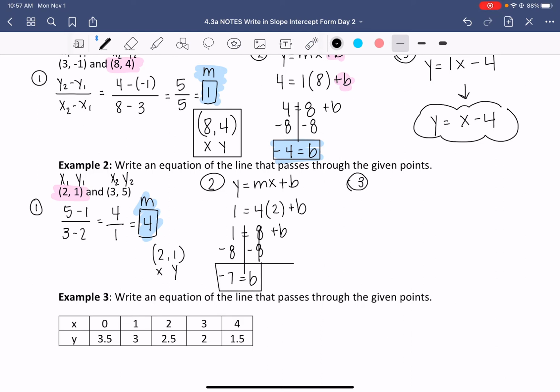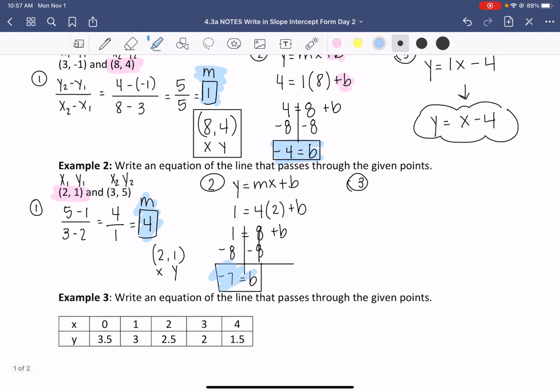So we have our y-intercept, we have our slope, so now we can plug into the formula. So y equals mx, so our m is 4, plus b, so it's -7, so we minus 7.